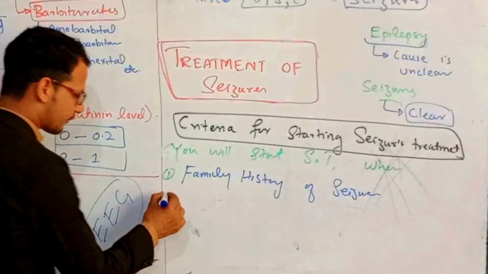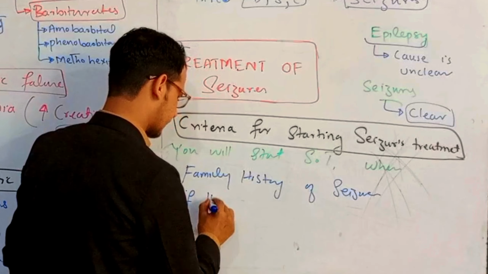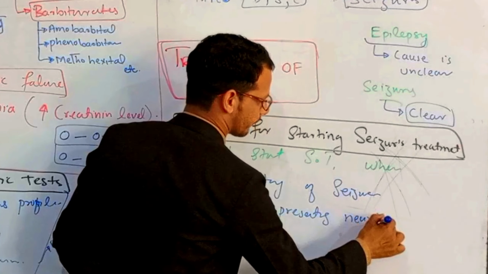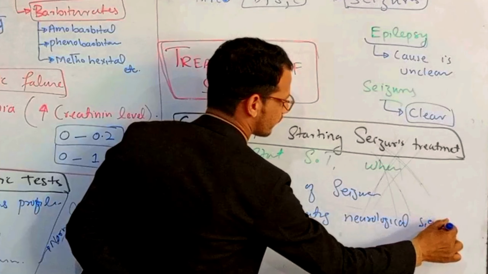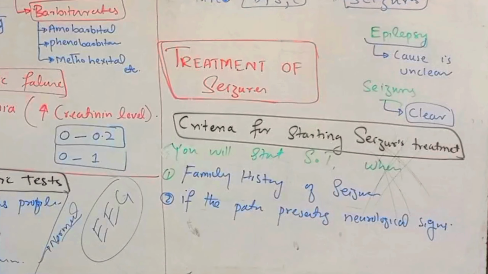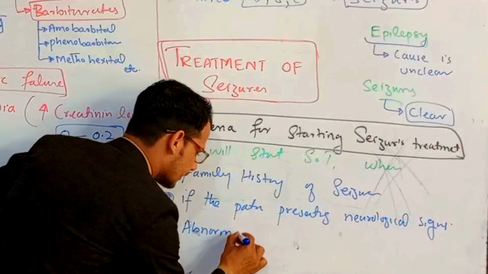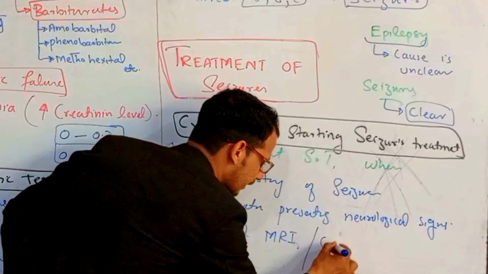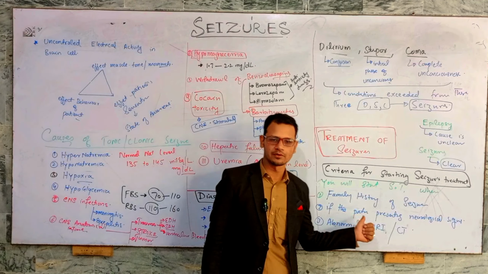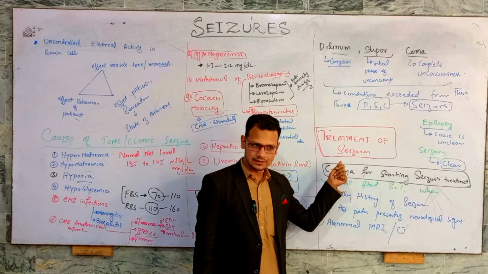The next, if the patient is presenting neurological signs. And the next is if the patient has abnormal MRI or abnormal CT. These are the 3 points. One is a must for starting the treatment of seizures. This is the criteria for starting the seizures treatment.